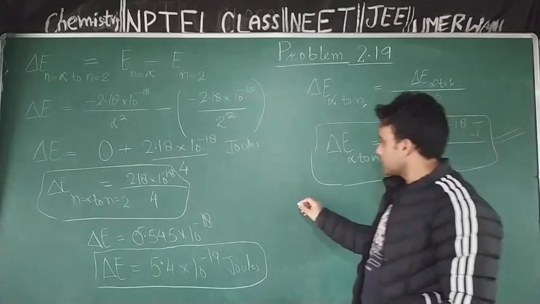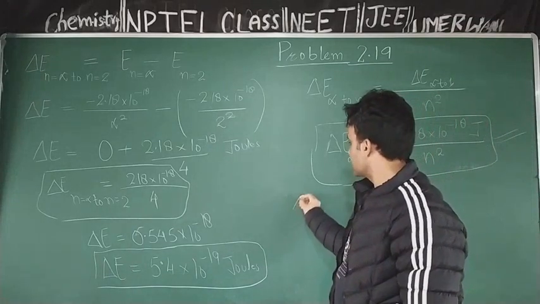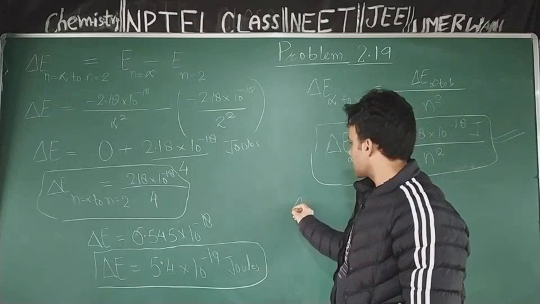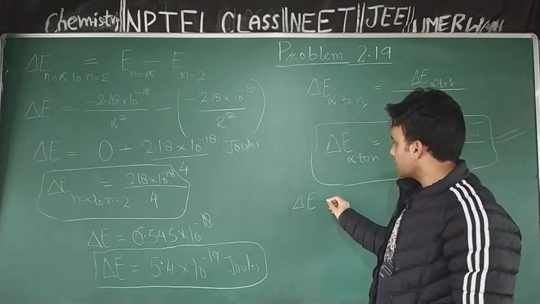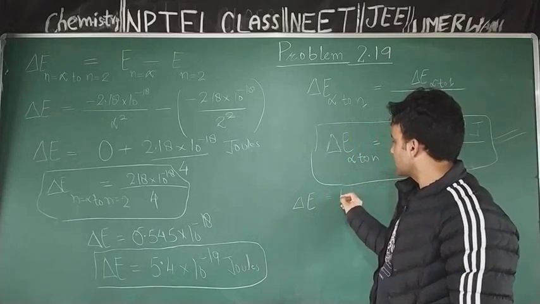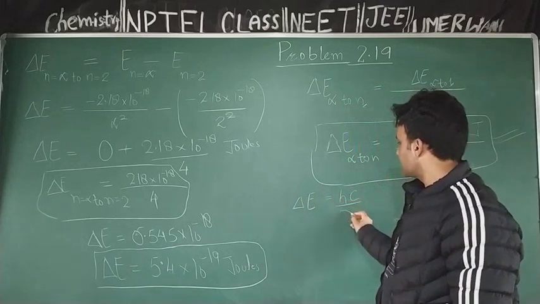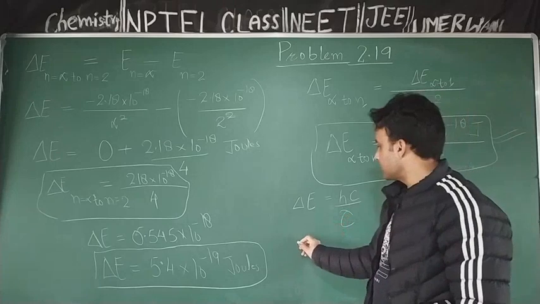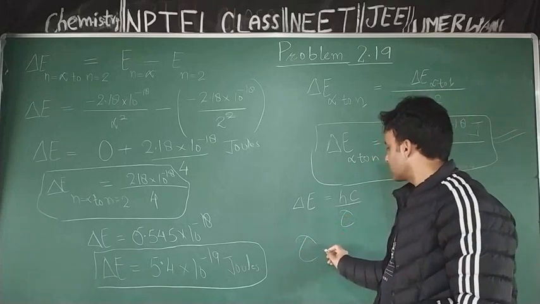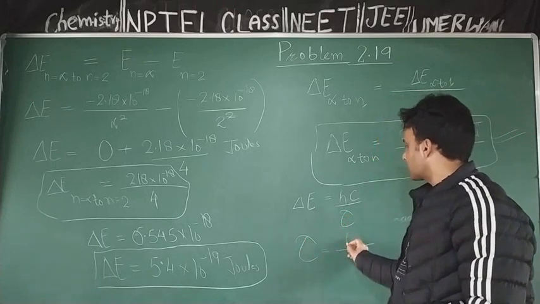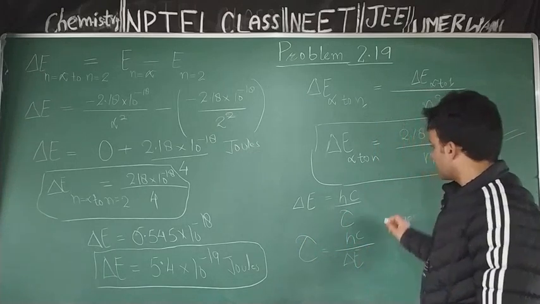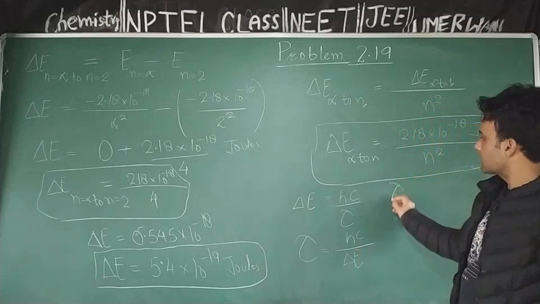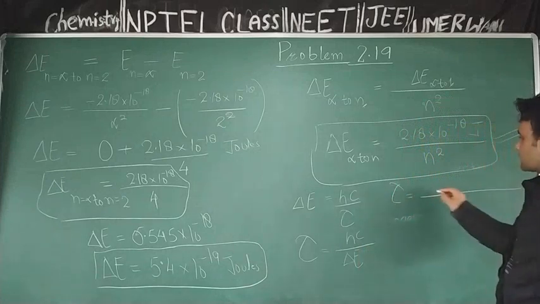Now we have to calculate the wavelength. We know delta E is equal to hc by lambda. Lambda will be equal to hc divided by delta E. Now lambda we have to calculate.